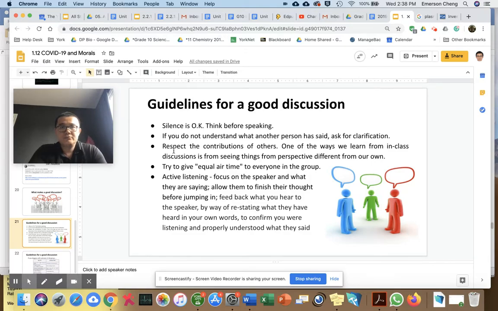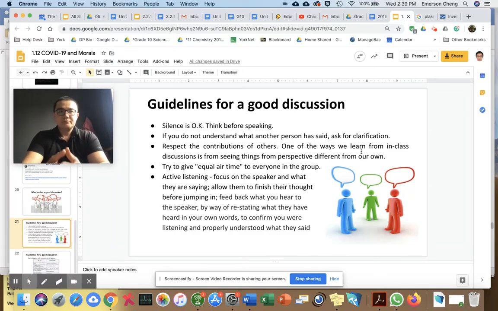One way of learning from in-class discussion is to see perspectives different from our own. You will do that a lot, whether in class or at home, especially now, I presume, when you're stuck at home with your family members a lot. You might actually have a lot more discussion, hopefully. In this case, you want to learn to have good discussion with other people. Give equal airtime to everyone in the group and do active listening, focusing on what the speaker is trying to say. Listen before you speak, and listen to hear and understand, not just wait for your turn to speak.